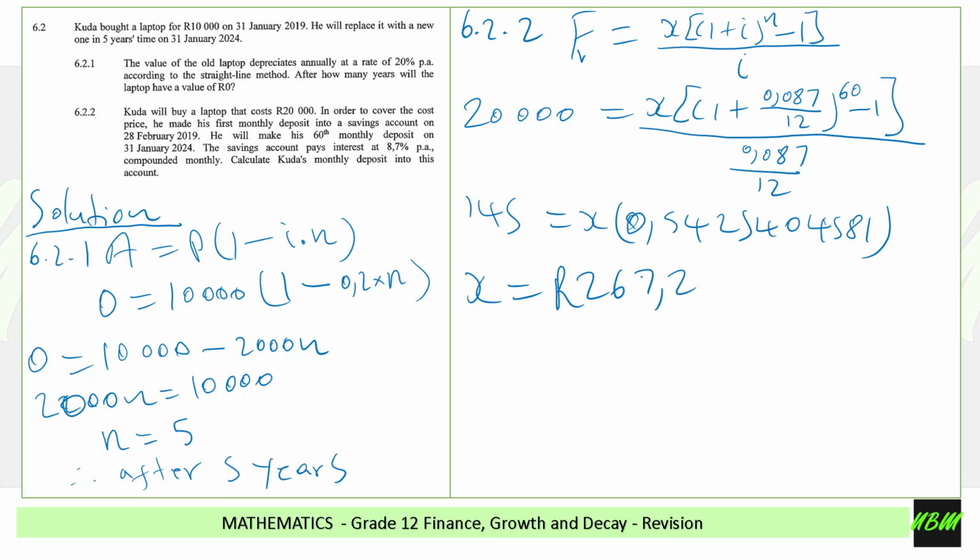So here we are going to round up, even though the number after 6 is not 5 or greater than 5. We are going to round it up to 7, because the context of the question does not allow us to round down. If we leave it at 26, we are not going to reach 20,000 rands. So our monthly deposit has to be 267 rands and 27 cents.